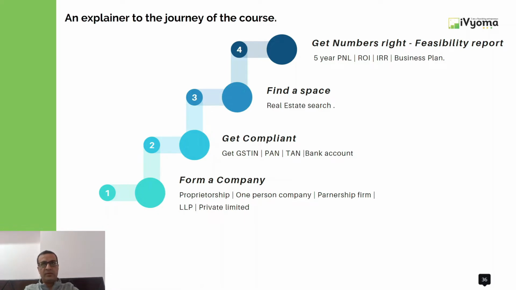So once you've made up your mind that you want to open a cloud kitchen, the first thing that you need to do is to form a company. Not necessarily a private limited or an LLP. There are 7 types of companies, even simpler ones like a proprietorship firm where you don't need to sign any paperwork. You can just start business from day one with your name. So we recommend that small entrepreneurs who are starting for the first time start with a proprietorship setup.